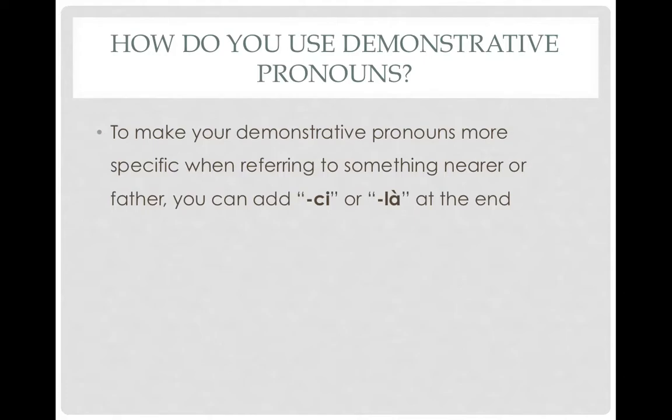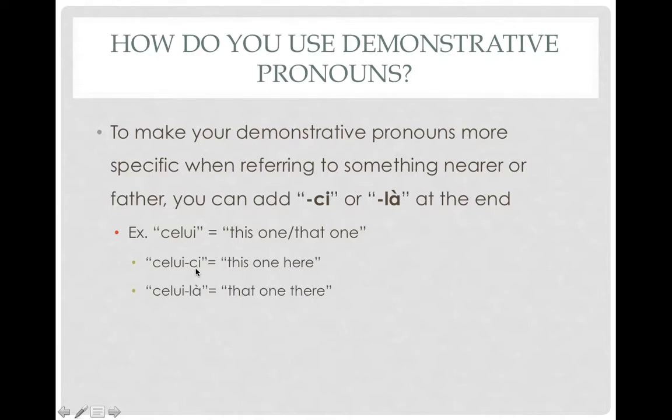One last thing to add on, we can make these a little bit more specific if we're talking about something that's near or far, if we add ci or là at the end of one of our demonstrative pronouns. So for example, if celui means this one or that one, celui-ci is like this one here, and celui-là is that one there. So this is commonly used in questions like if somebody's pointing to a book and you want to say, oh, this one here or that one there. This just makes it a little bit more specific.